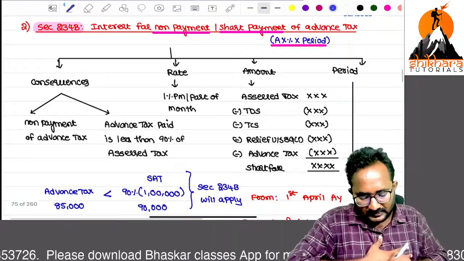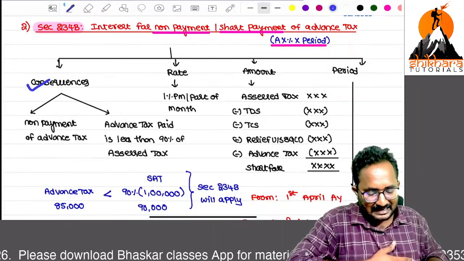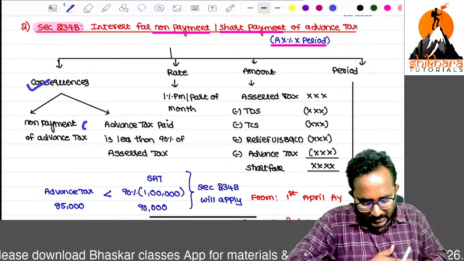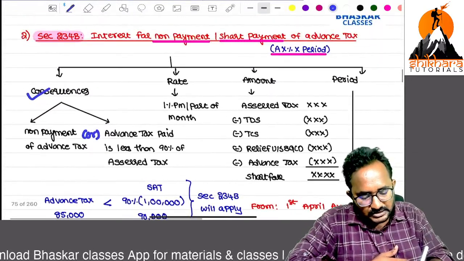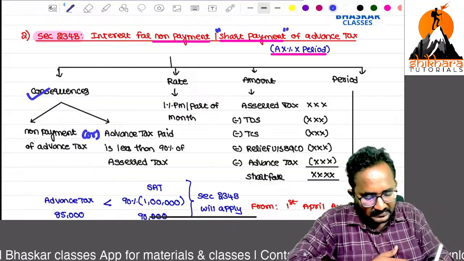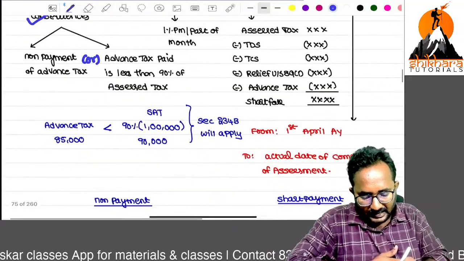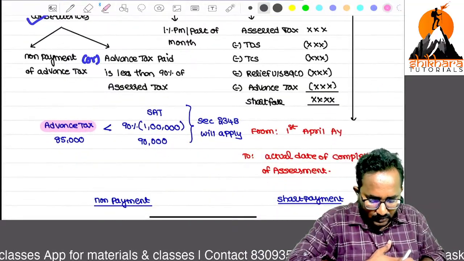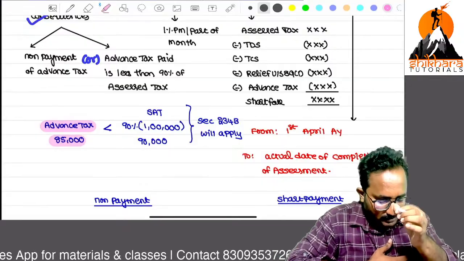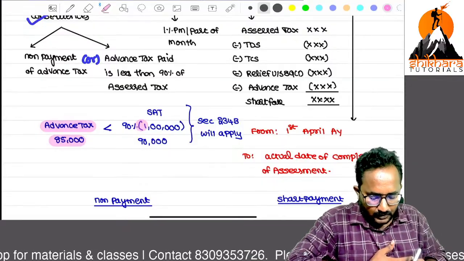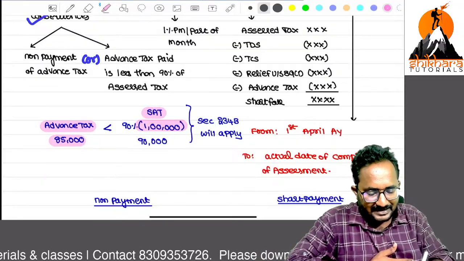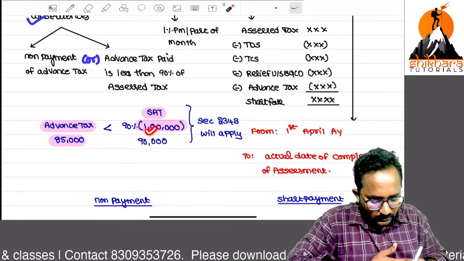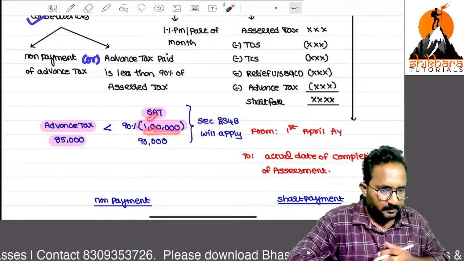So what are the consequences for calculating the interest under section 234B? Either non-payment or short payment. Sir, what is a short payment? Yes, I will tell you, ma'am. Suppose you paid advance tax during the previous year of just 85,000, but at the time of filing the return of income, you find the tax liability is actually 1 lakh.